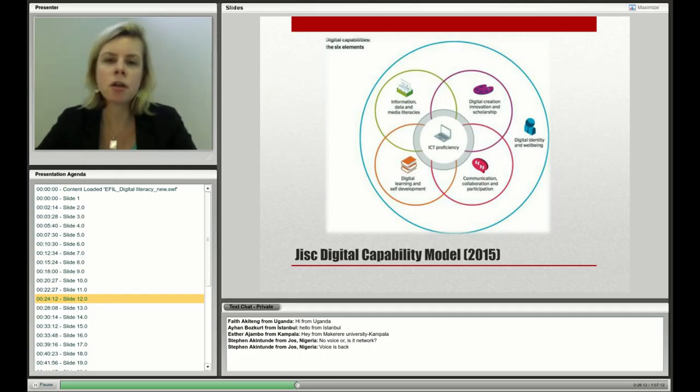Communication, collaboration and participation, featured in some of the other models we've looked at, is a really important aspect of digital literacy. We can all use these tools to host webinars around the world that people can join, and to collaborate with people that we may not work in the same space as. There are all sorts of tools out there that can break down the barriers of distance and enable people to work either in real time or asynchronously, and to participate in events.